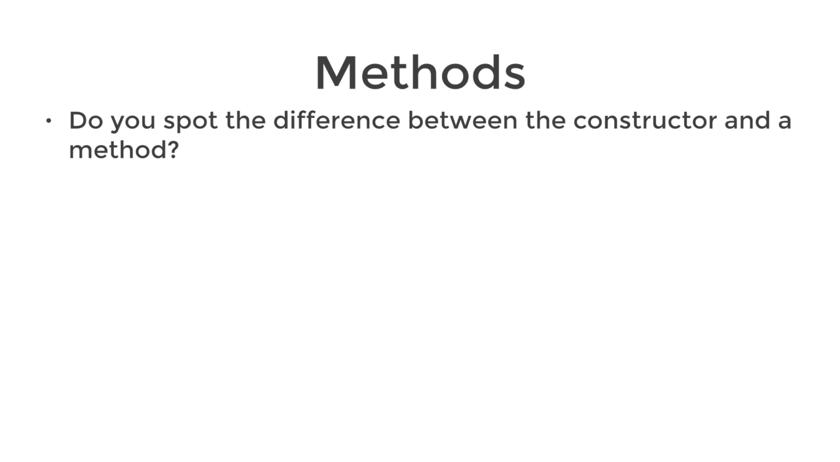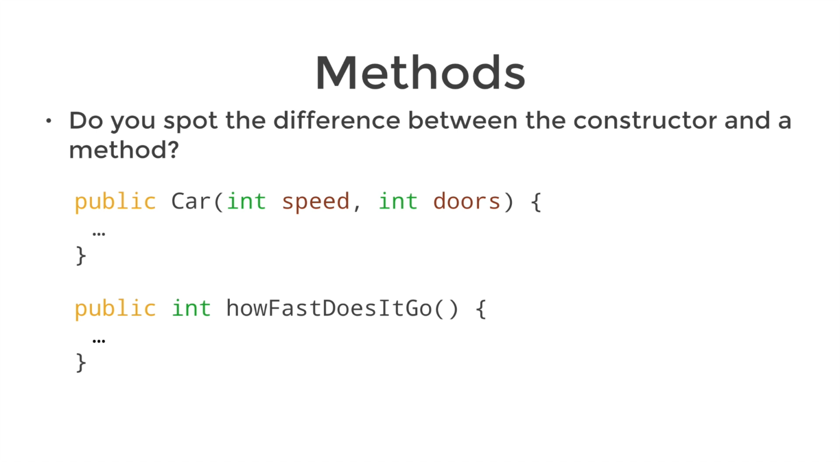Can you spot the difference between the constructor and the method? So firstly, the constructor has the same name as the class, but also the constructor has no return type.